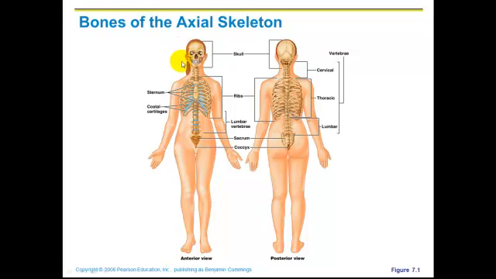We depict the axial skeleton. You can see here the skull. This would be the vertebral column, and then the bony thorax. These are the regions considered to be the axial skeleton. Later on, we will separately look at the appendages, or the limbs.